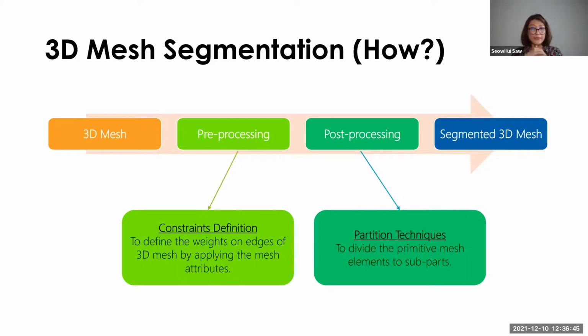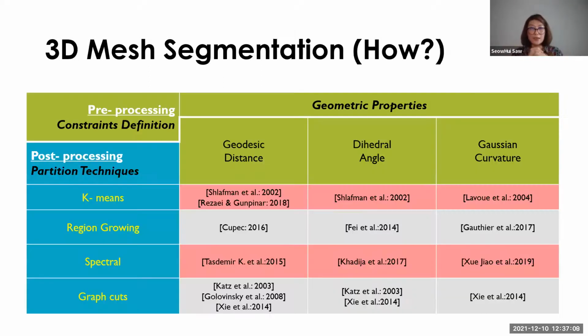Now, what is constraint definition? It is used to define the weight on the edges of the 3D mesh by applying certain attributes or certain characteristics of the 3D mesh. And as for the partition approach, it normally uses existing clustering algorithms to divide the primitive mesh elements into subparts. This table shows the various constraints and partition techniques used in the existing 3D mesh segmentation research.